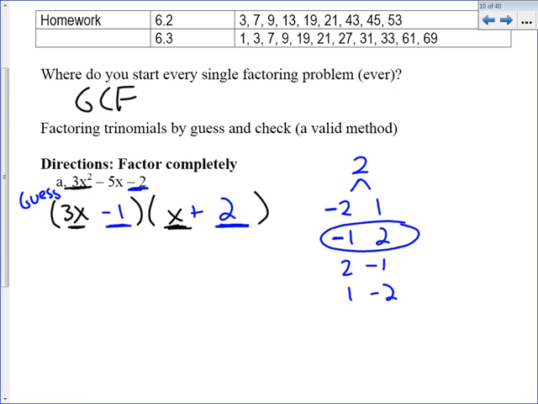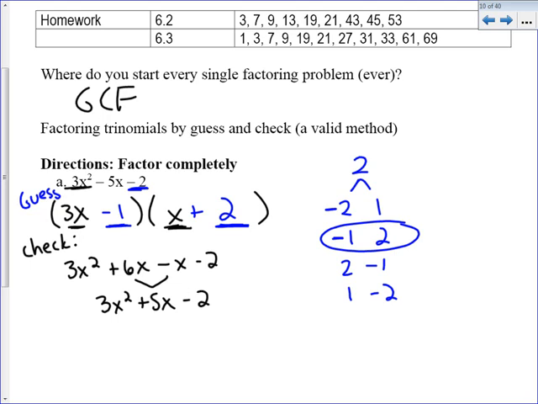So I'm going to now do the second part of guess and check, which is check it. And the check just involves FOILing, seeing if I get back my problem. So I'm going to get 3x squared plus 6x minus 1x, minus 2. And then when I combine my middle two terms, I have 3x squared plus 5x minus 2. Did it check? No. So this can't possibly be it. That guess didn't work, because this should be minus 5, not a plus 5.